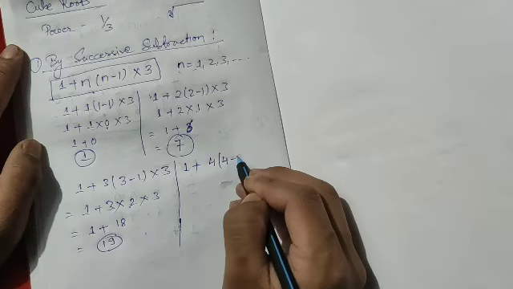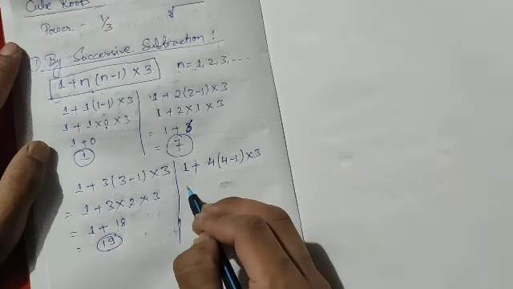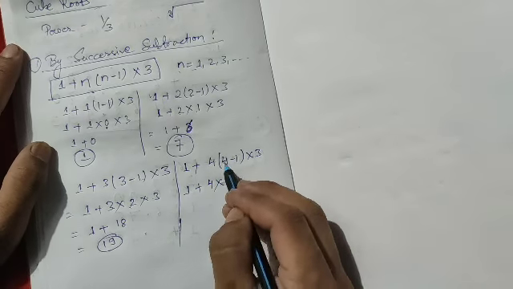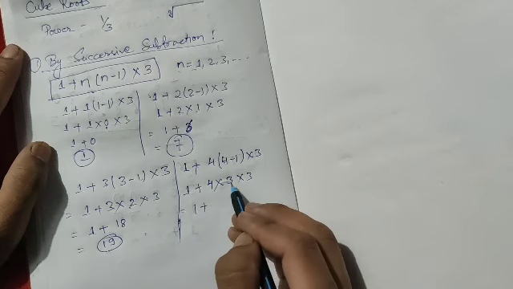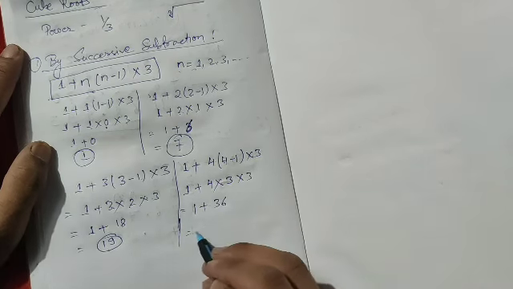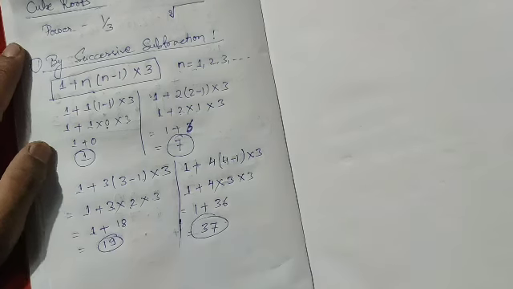So 4 minus 1 into 3. So this will be 1 plus 4 into 4 minus 1 is 3, into 3. So it will be 1 plus 4 times 3 is 12, 12 times 3 is 36. So it will be 37, isn't it?